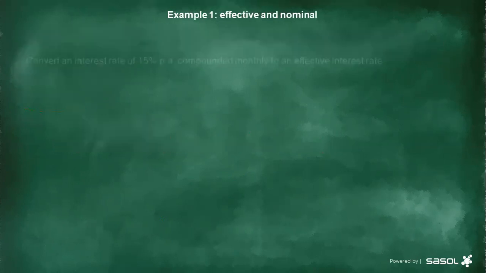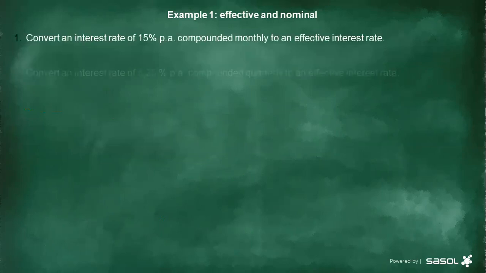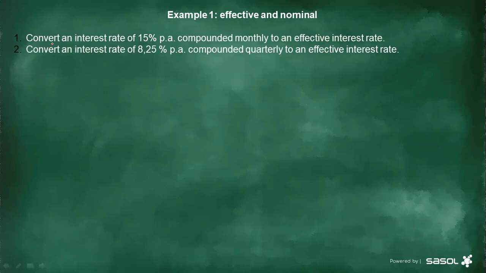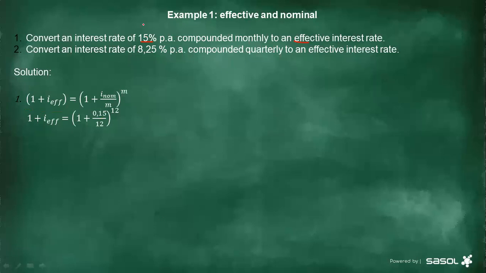Now let's get an example from that and see how we calculate. The first question says we should convert the interest rate of 15% compounded monthly to an effective interest rate. Let's do that and see. You write the correct formula there. Then the second step, you substitute your nominal rate, which is 0,15. You always divide this interest rate by 100 so that you obtain 0,15. Then compounded monthly, which is 12 and 12. Then you transpose this positive one to the right hand side, as you can see there.